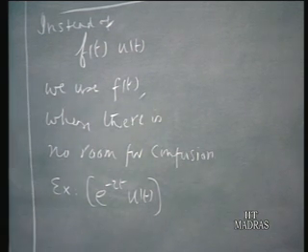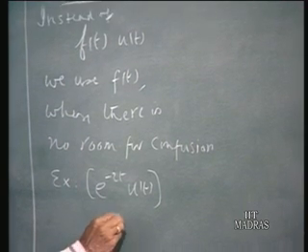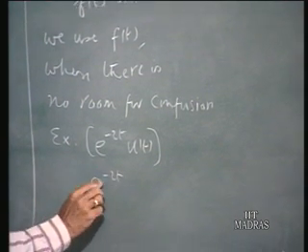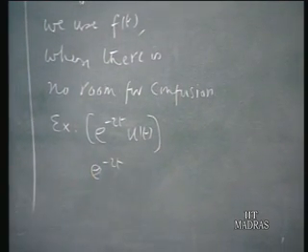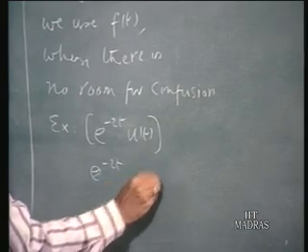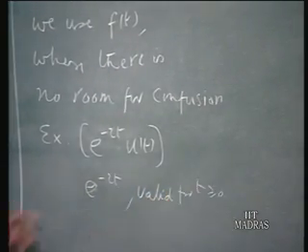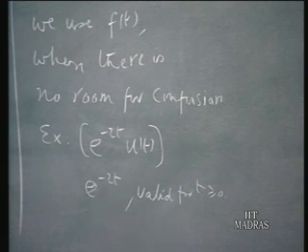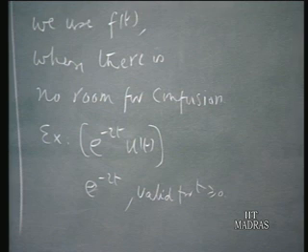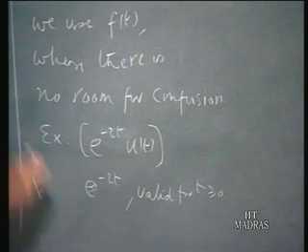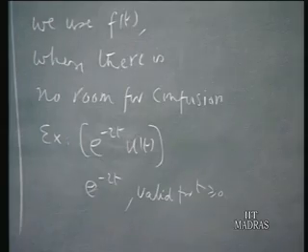Instead of that, we write e to the power of minus 2t itself, with the understanding that we are talking about e to the power of minus 2t valid for t greater than or equal to 0. So as long as we have the understanding that whatever time function we are having is valid only for t greater than or equal to 0, and it is 0 for negative values of time, instead of e to the power of minus 2t u of t, we often write e to the power of minus 2t to save our writing.